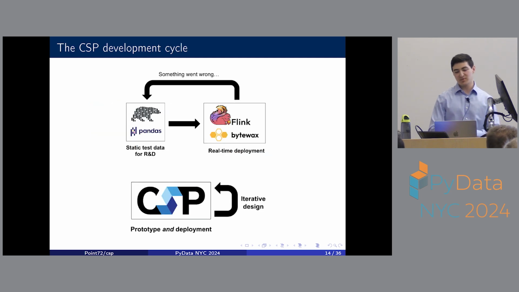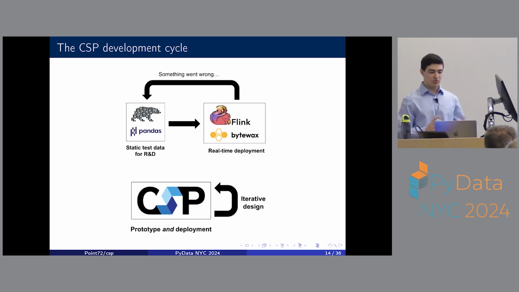So the CSP development cycle looks a little different than how people would normally build research-intensive applications using other stream processing libraries. Historically, if you wanted to do something very research-intensive, you would do static data analysis on your historical data using libraries like pandas, polars, or machine learning libraries. You would then get a model or a set of parameters, which you then use in a real-time deployment, where you rewrite the code to fit the real-time model.